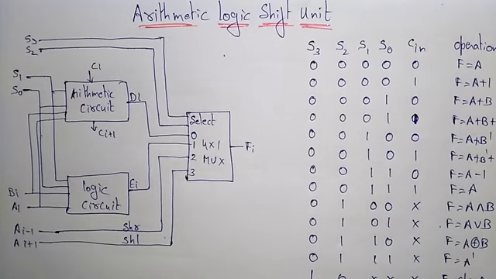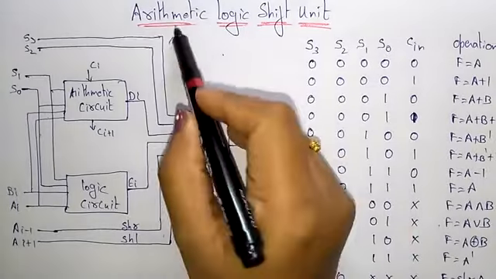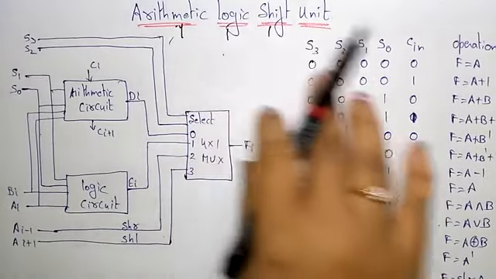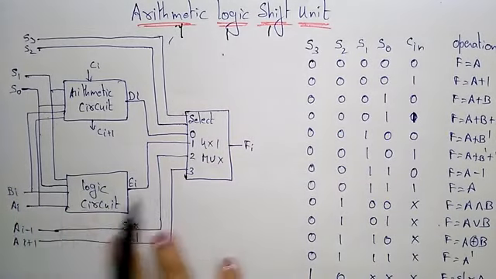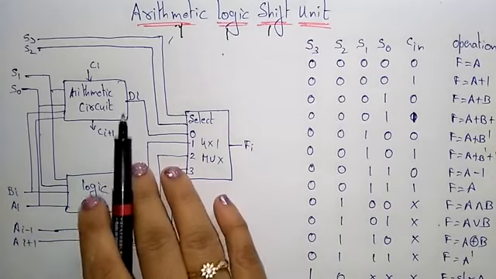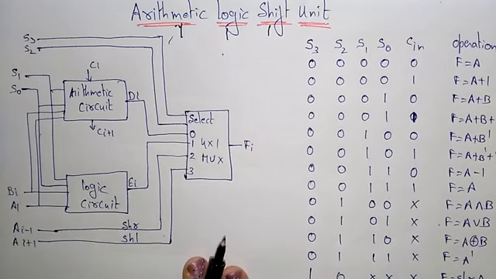So in this arithmetic logic shift unit, instead of having individual registers performing the various micro operations, the computer uses an arithmetic logic unit which combines all the functions. So all these three functions, arithmetic, logic and shift, will be combined in one combinational circuit. Here it performs the arithmetic operations, logical operations and the shift operations.